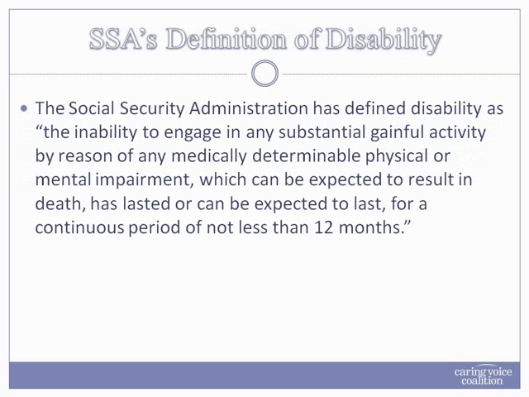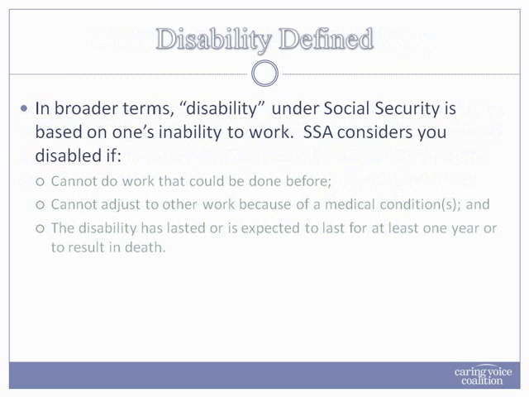For many people, they ask, what is substantial gainful activity? A brief definition is that it's used to describe a level of work and earnings. If you have detailed questions about that, I certainly can answer that later on. In broader terms, disability under Social Security is based on one's inability to work. The Social Security Administration considers you disabled if you cannot do work that you've done before, you cannot adjust to other work because of a medical condition, and the disability has lasted or is expected to last for at least 1 year or to result in death.